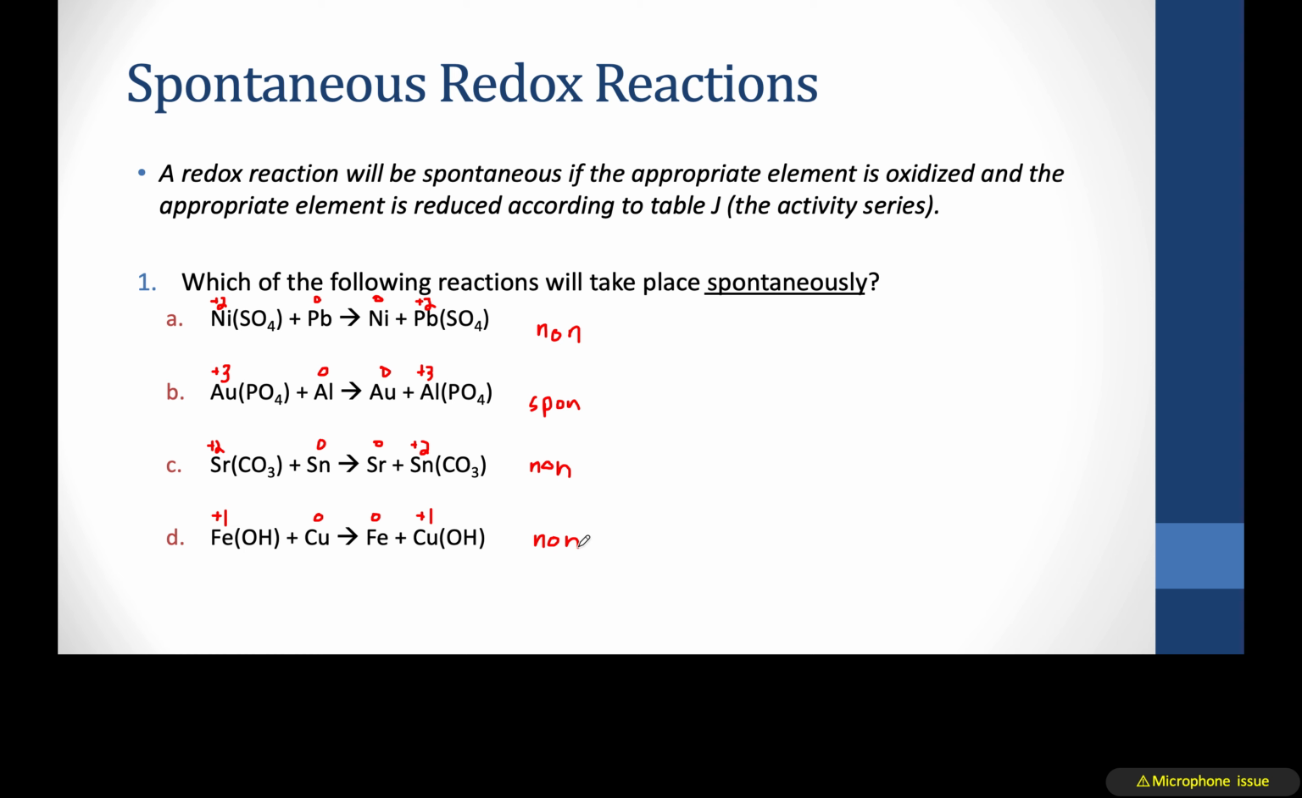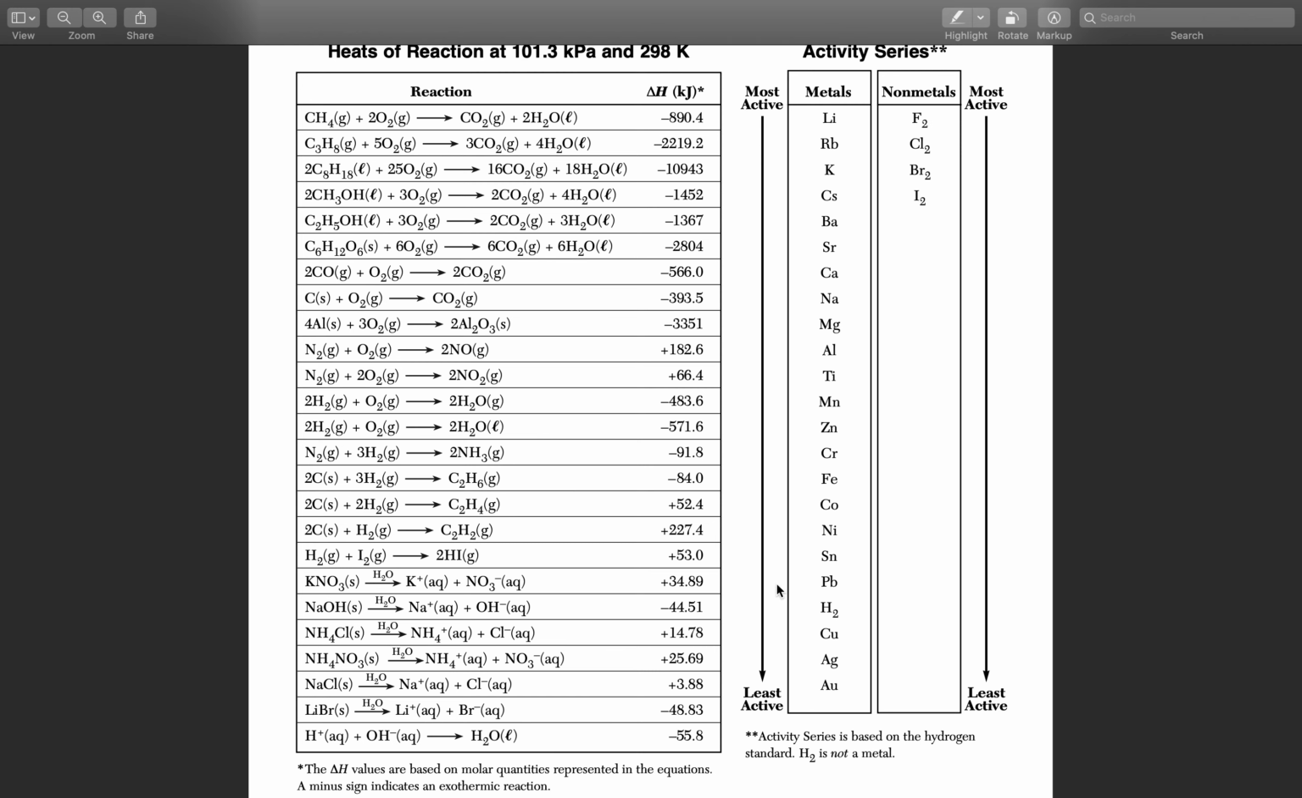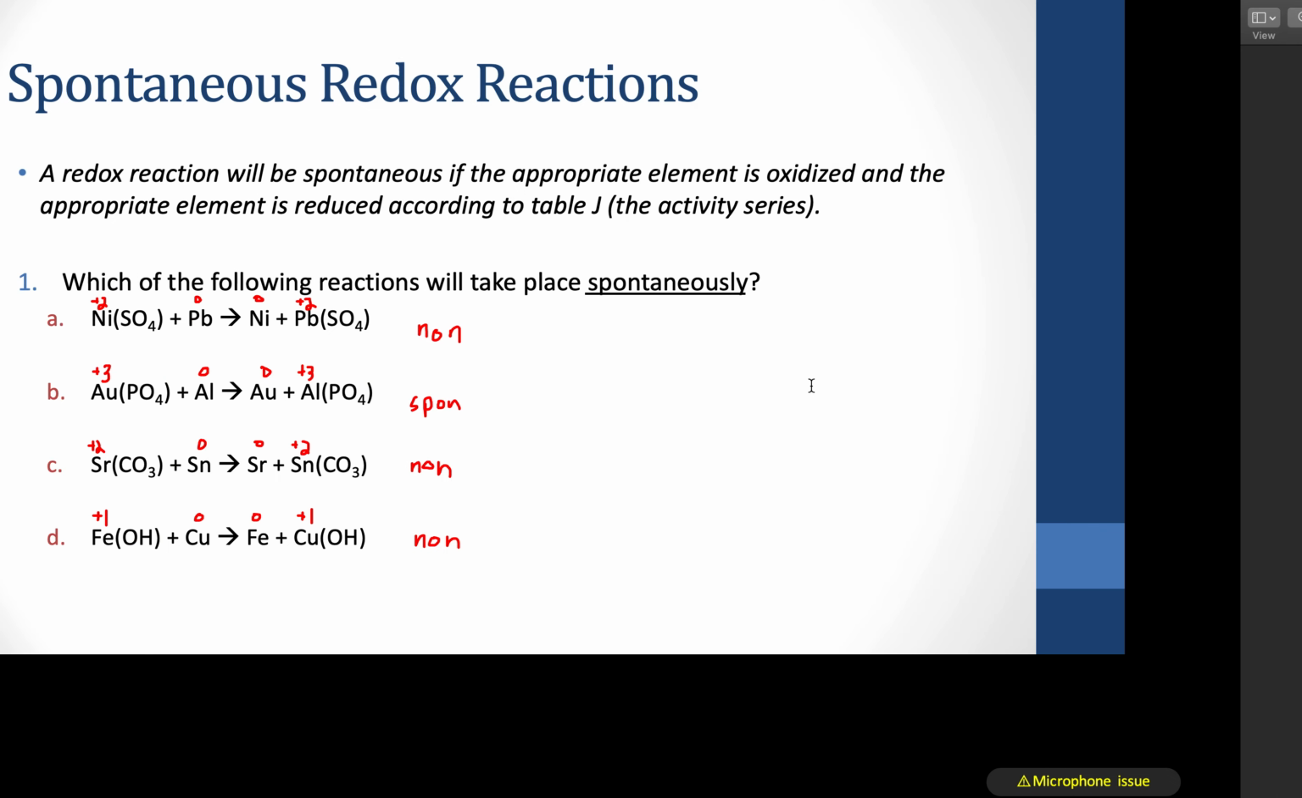Okay. Right, so if you want steps for that, you write your oxidation numbers, figure out what gets oxidized and what gets reduced, and then you look at table J to see if that's what should have happened. The element on top, whatever it is, the one higher up, should be the one getting oxidized. If it is in the equation, then it's spontaneous. If it's backwards, if it's not, then it's non-spontaneous.